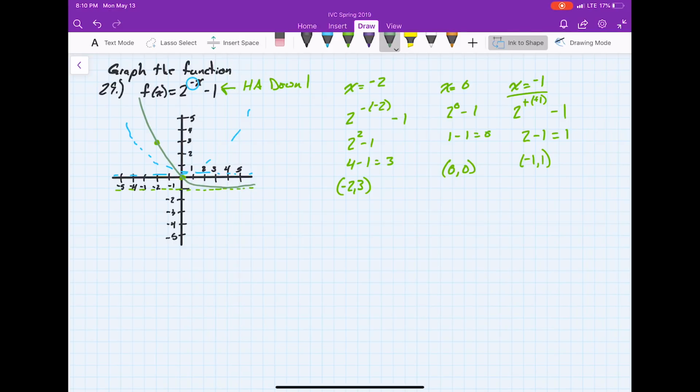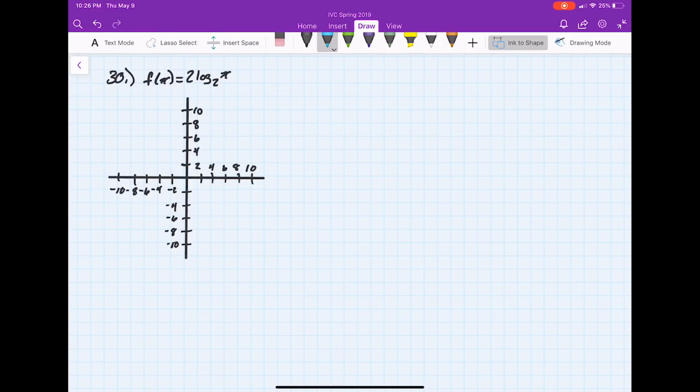Wait, I used this color for the points. So that's where that would be. And it's already on the line, so I'm not going to redraw the line. So there you go. Make sure you have 3 points. That way you're accurate. These next couple will go kind of quickly, but I'm just going to do an XY chart.